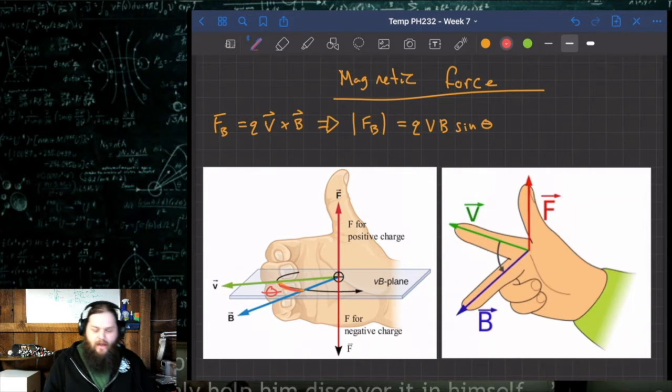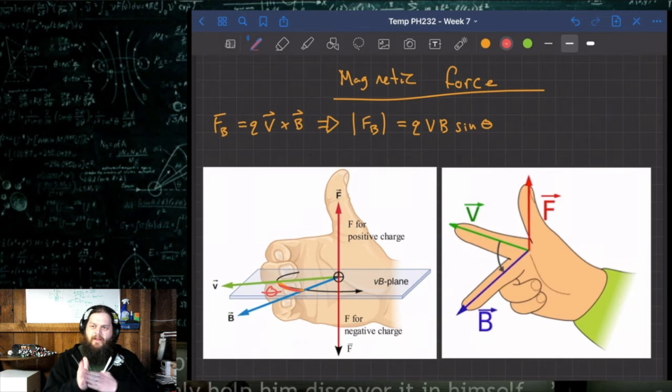So we can tell if that angle is 90 degrees, we're going to have the maximum force between them, because sine of 90 is equal to 1. Trigonometric functions, sine and cosine, can never be greater than 1. They always oscillate back and forth between 1 and negative 1. So in this case, the largest it can be is when the angle is 90 degrees. The smallest it could be is if the angle was 0 or 180 degrees.